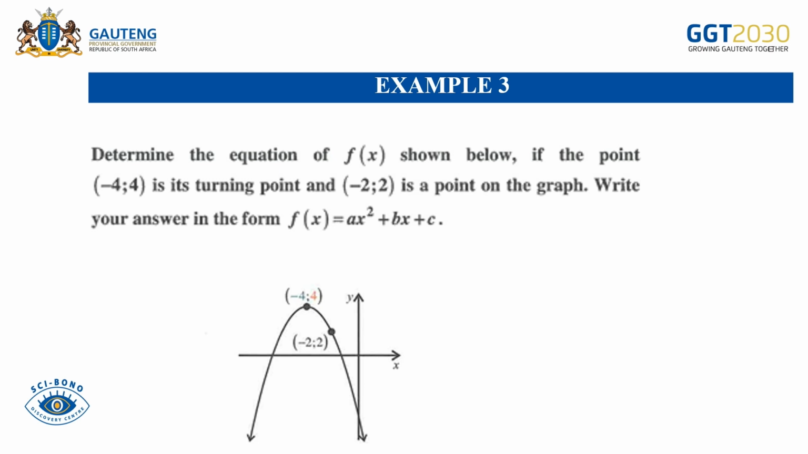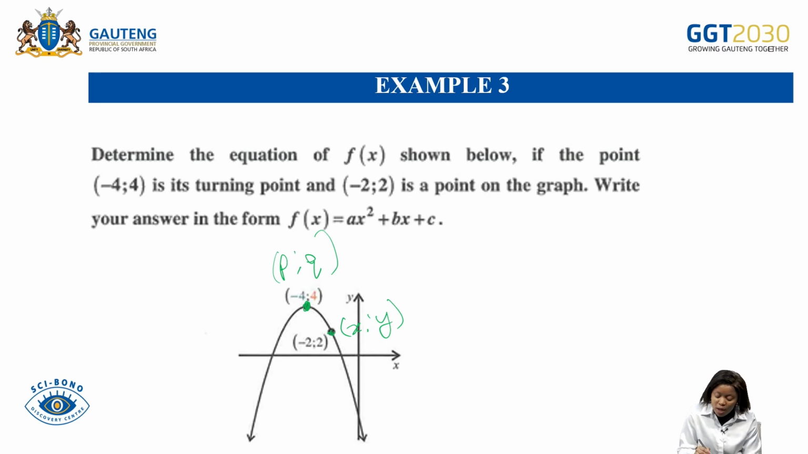Okay, let's look at that example. It says, determine the equation of f of x shown below if the point (-4; 4) is its turning point and (-2; 2) is a point on the graph. You must write your answer in the form f of x is equal to ax squared plus bx plus c. So we are given the turning point, right? You are given the turning point and you are given any other point. You know that your turning point is given as (p; q), right? And then any other point, it's given as (x; y).